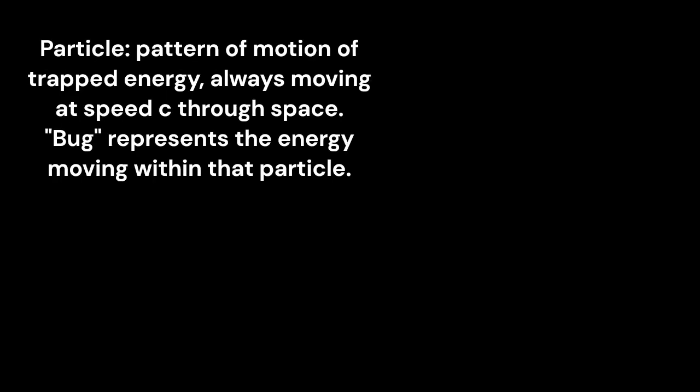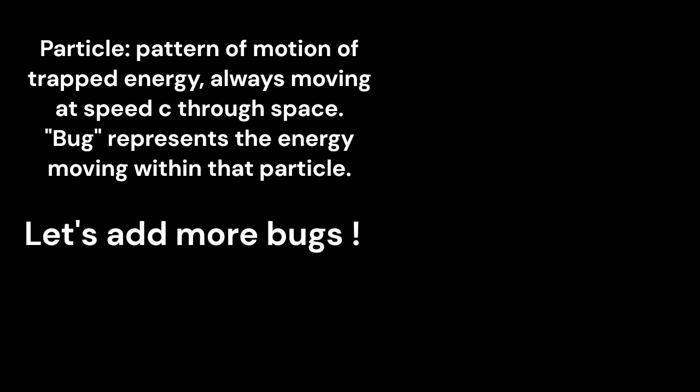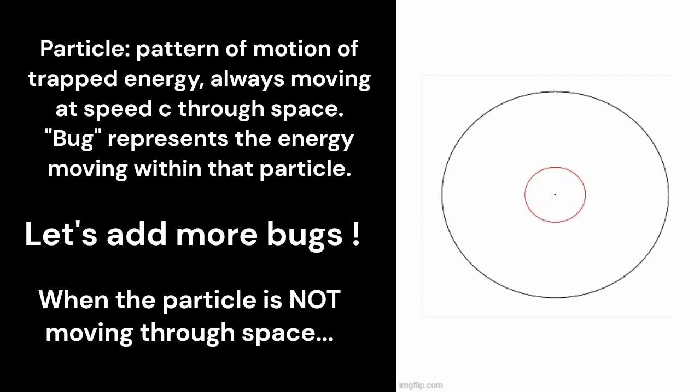A particle we're representing as a pattern of motion of trapped energy, the energy always moving at speed c through its local space. A bug represents the energy moving within that particle. Let's add more bugs, let them go in all directions, not just in four directions. When the particle's not moving through space, here's what the motion looks like: cyclic motion of energy, radially in and out.